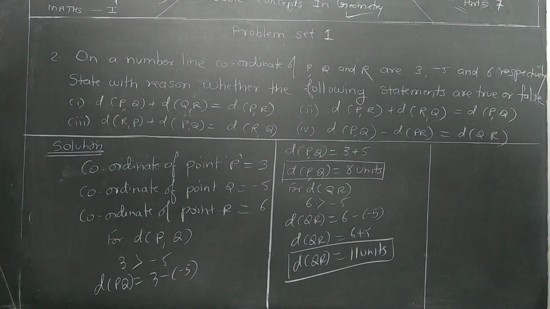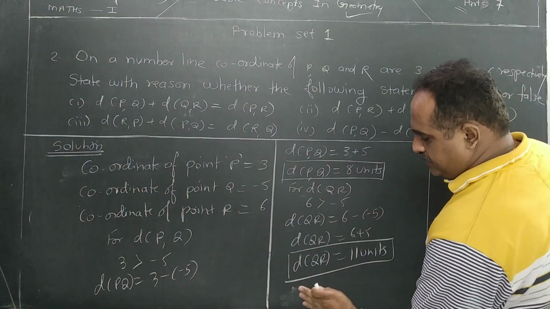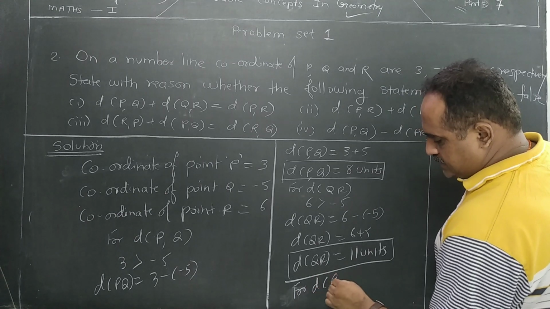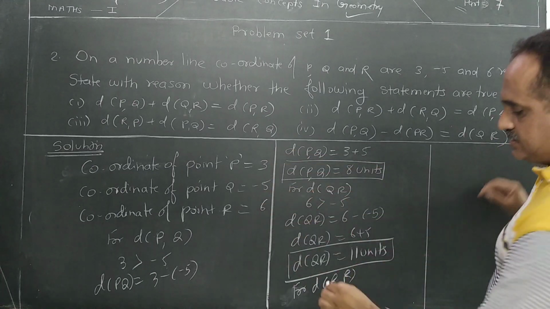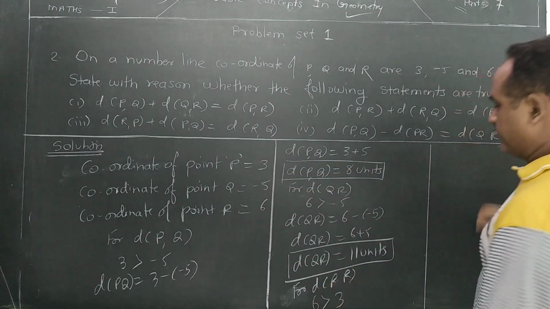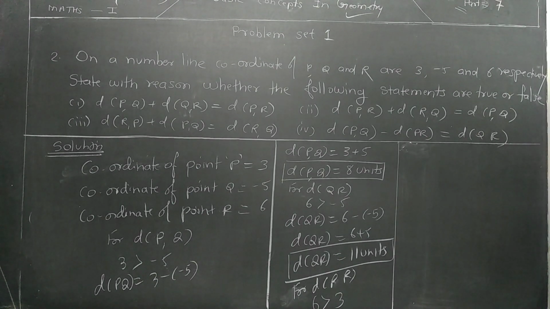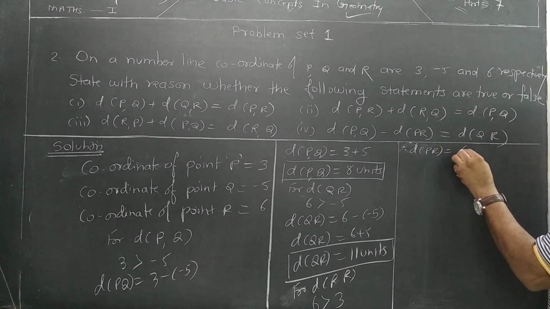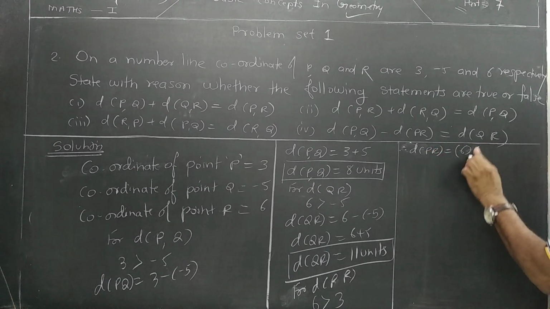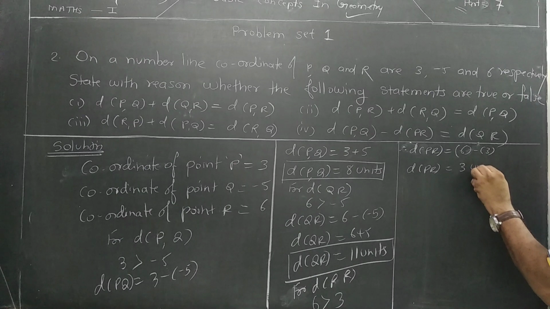And the last one is distance PR. For distance PR, P and R, right? 6 is greater than 3. So we'll make a little adjustment. Therefore, distance PR is equal to 6 minus 3. So distance PR is equal to 3 units.